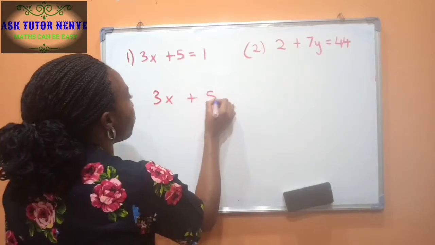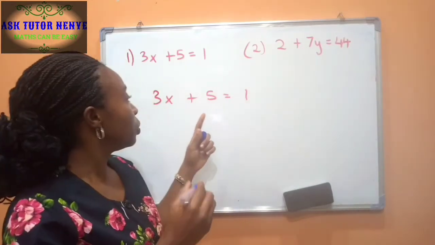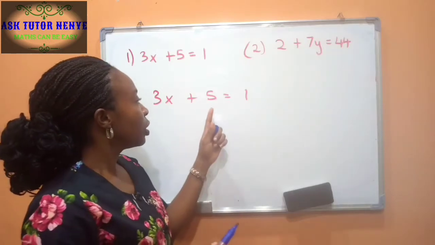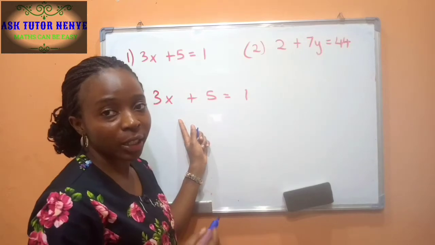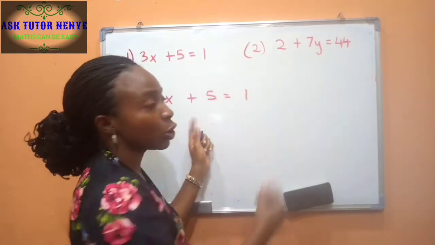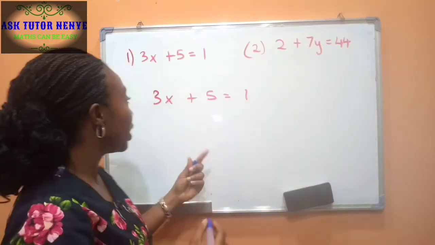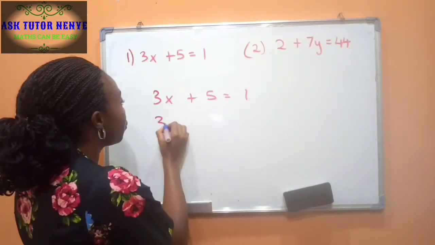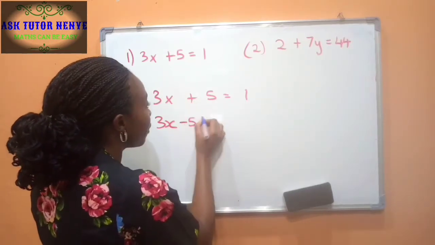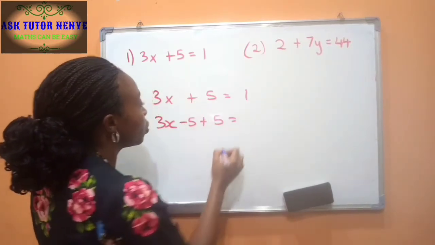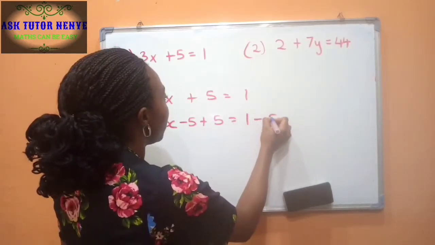3x plus 5 equals to 1. In solving with the transverse method, what you simply do is introduce the opposite of this on the right hand side and on the left hand side. So whatever you do on the left hand side, you equally do on the right hand side. What I simply mean is this: we are going to have 3x. Since we have a plus here, we put the minus. Minus 5 plus 5 is equals to what? 1 minus 5.